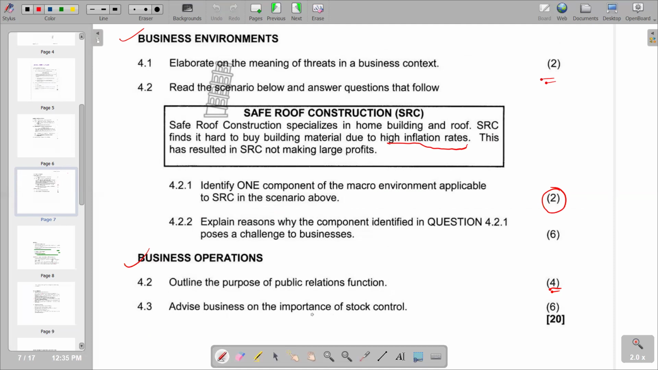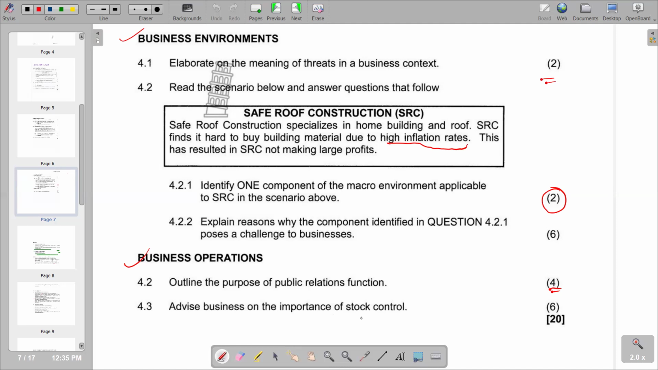So we go to the next part, which is the last part of our question. Advise businesses on the importance of stock control. Remember, with stock control we are trying to control the levels of stock that we have in the business, which is going to avoid bottlenecking along the processes in our business. We are also going to avoid the issue of shortages. If there's stock control, we can easily identify that a shortage is appearing, so we can easily close the gap. So that's the importance of stock control.